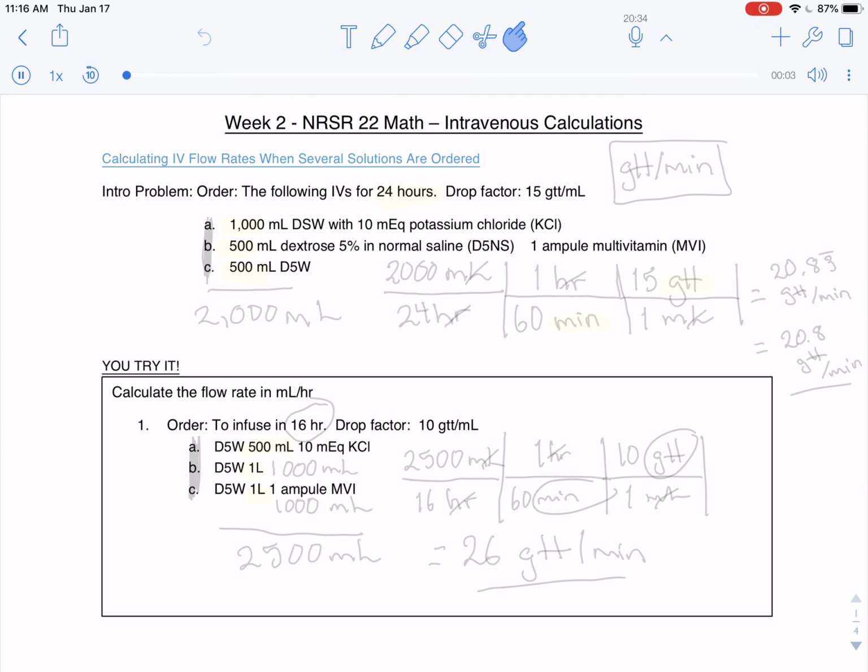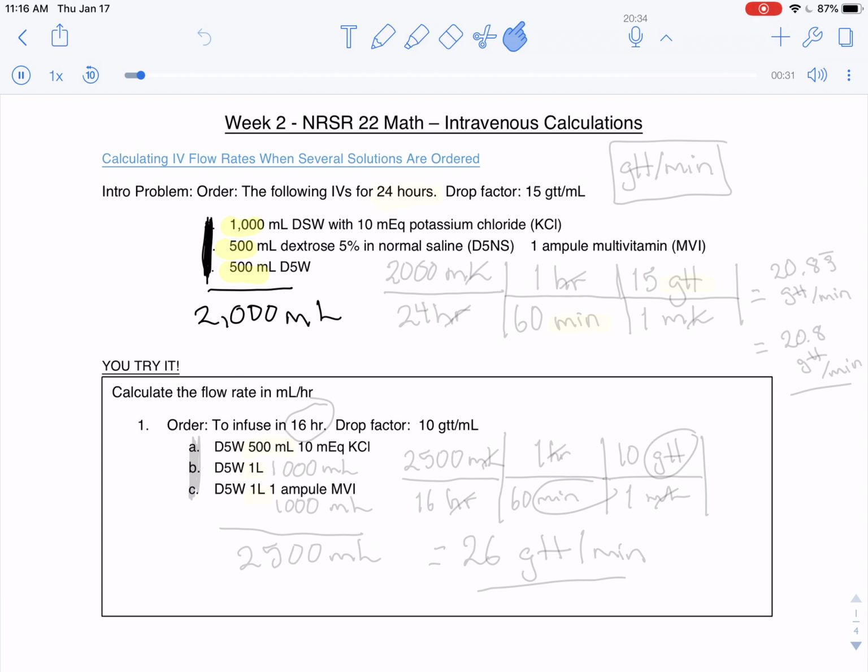This time we'll be calculating IV flow rates when several solutions are ordered. For the first problem, we can forget about the A, B, and C part. This is all just one big problem. First, let's find how many milliliters we have of our solutions. So here we have 1,000, we have 500, and here we have 500. If we were to add those up, we would have a total of 2,000 milliliters of these solutions.